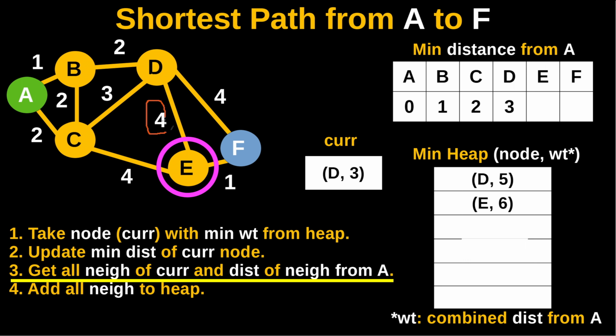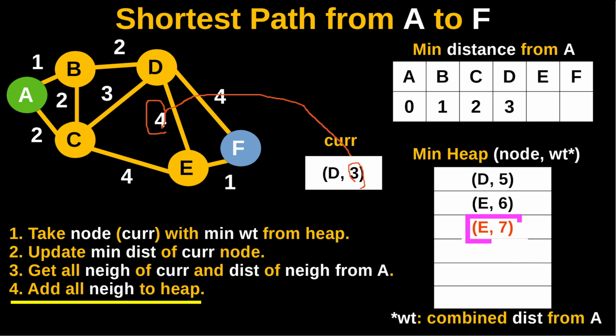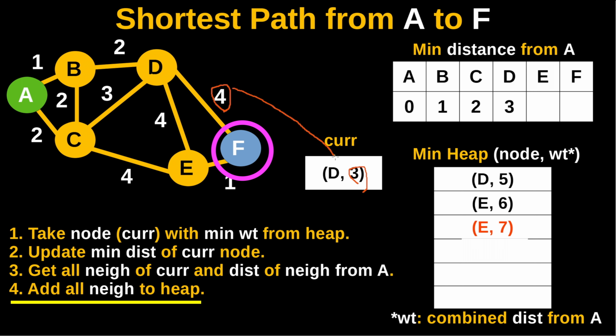D to E has a value of 4. Again, the value of 4 will add to the distance here at the current as 3. 4 plus 3 is 7, so E7 goes onto the heap. D to F has a value of 4. Again, we'll add the current distance here, becomes 7. So the tuple is F7, and that goes onto the heap.